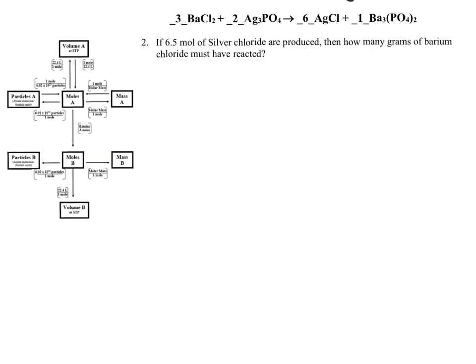All right, going to problem 2 now. We already have our balanced equation, so you can see that's right up here. I just brought it down, but we already balanced it. So let's see what we have. If we have 6.5 moles of silver chloride, that's AgCl, okay, that looks like our given, and we have a number for it, so that's probably going to be our A compound. If that's produced, then how many grams of barium chloride must have reacted?